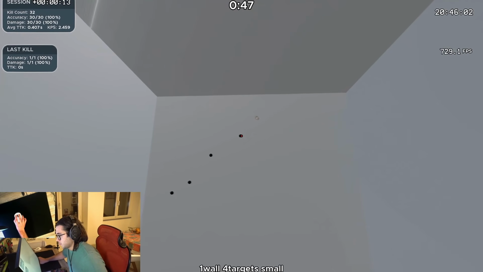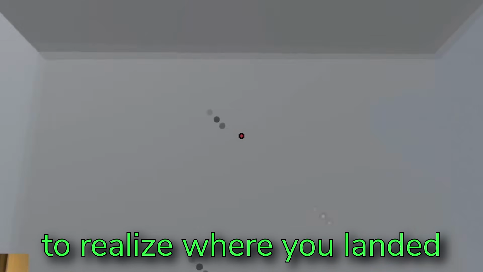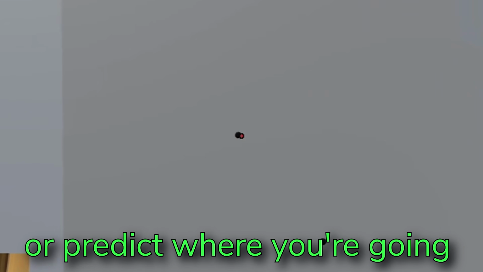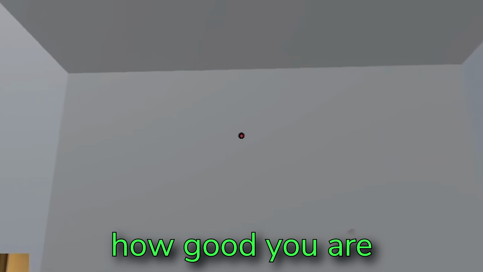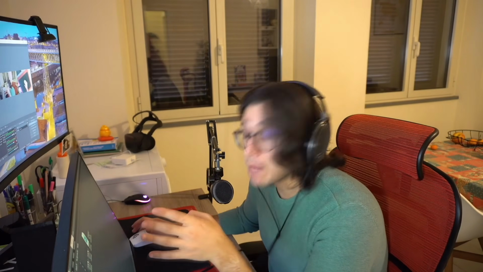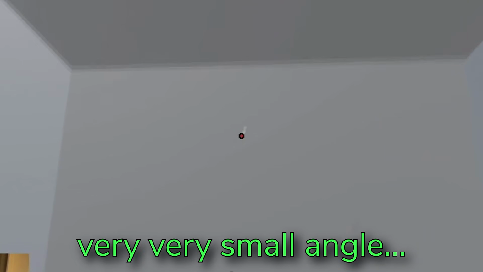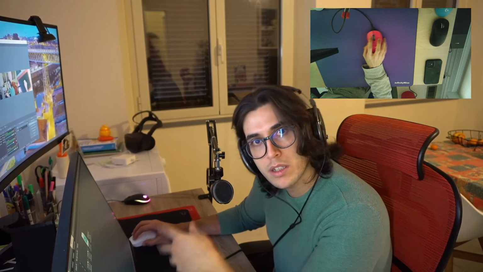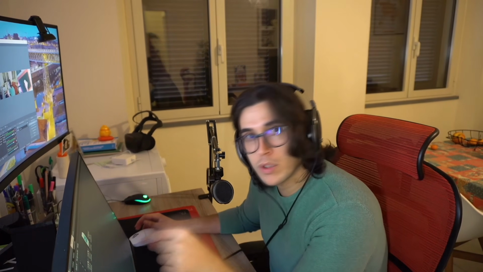And then, you have to wait for your brain to realize where you landed, or kind of predict where you're gonna land based on the movement, depending on how good you are. And then microcorrect. Microcorrection means that you're basically flicking again, but on a very, very small angle. So it's not really a flick, because it would be just a little movement of the hand. And then you land on the dot.